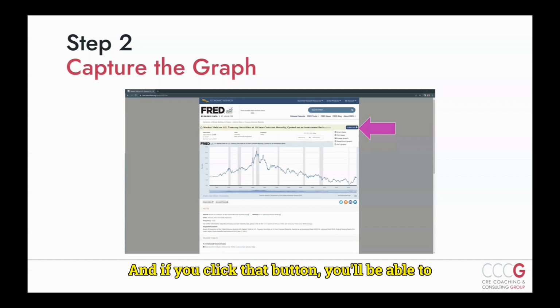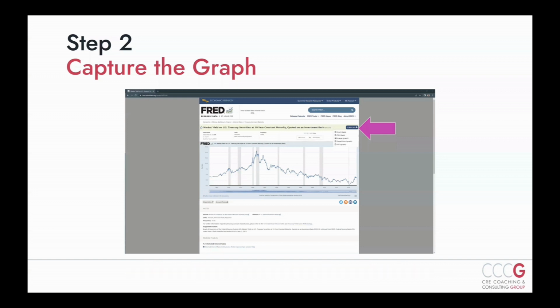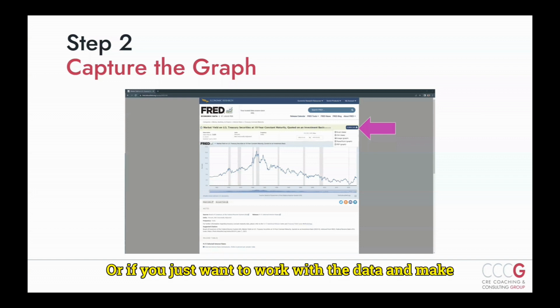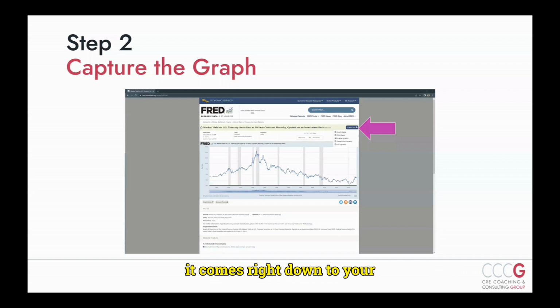And if you click that button, you'll be able to download that slide in 5 different formats. So there's 3 different images. I think it's a PNG, a PowerPoint slide, and a PDF. Or if you just want to work with the data and make your own graph, you can get it in Excel or CSV. Just click that download. It comes right down to your computer.